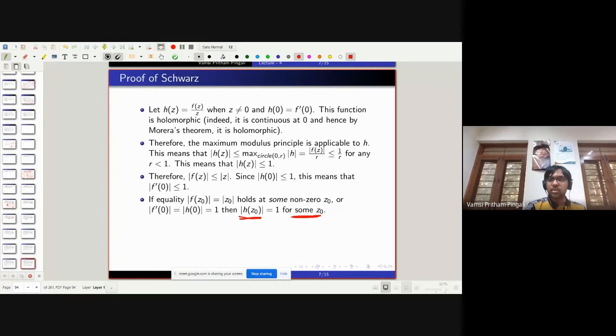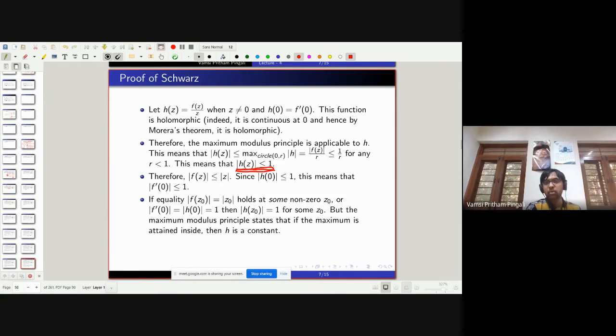Okay. So if mod of h of z naught equals 1 for some z naught, that means the maximum modulus principle. So what does the maximum modulus principle state? It states that if the maximum is attained inside, then h is a constant. Very good. So mod h of z is less than or equal to 1 throughout the open unit disk. At some point inside it is attaining a maximum, that means h is a constant. Therefore, h of z is a constant a, which means f of z equals az for some a whose modulus is equal to 1. This is the proof of Schwarz's lemma.